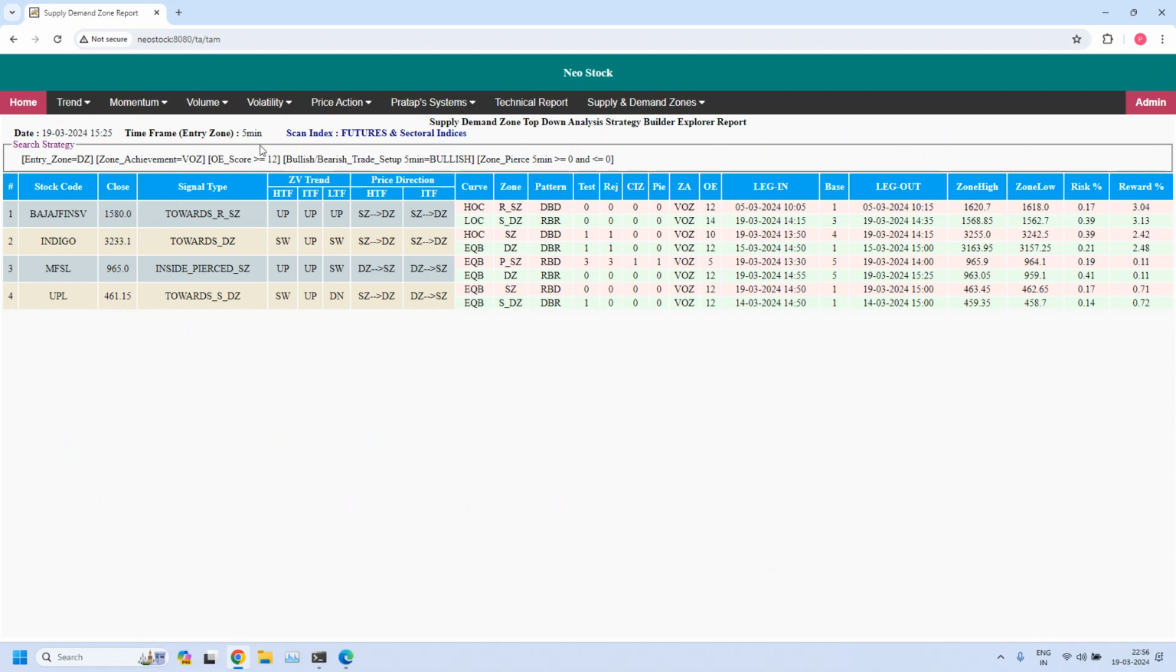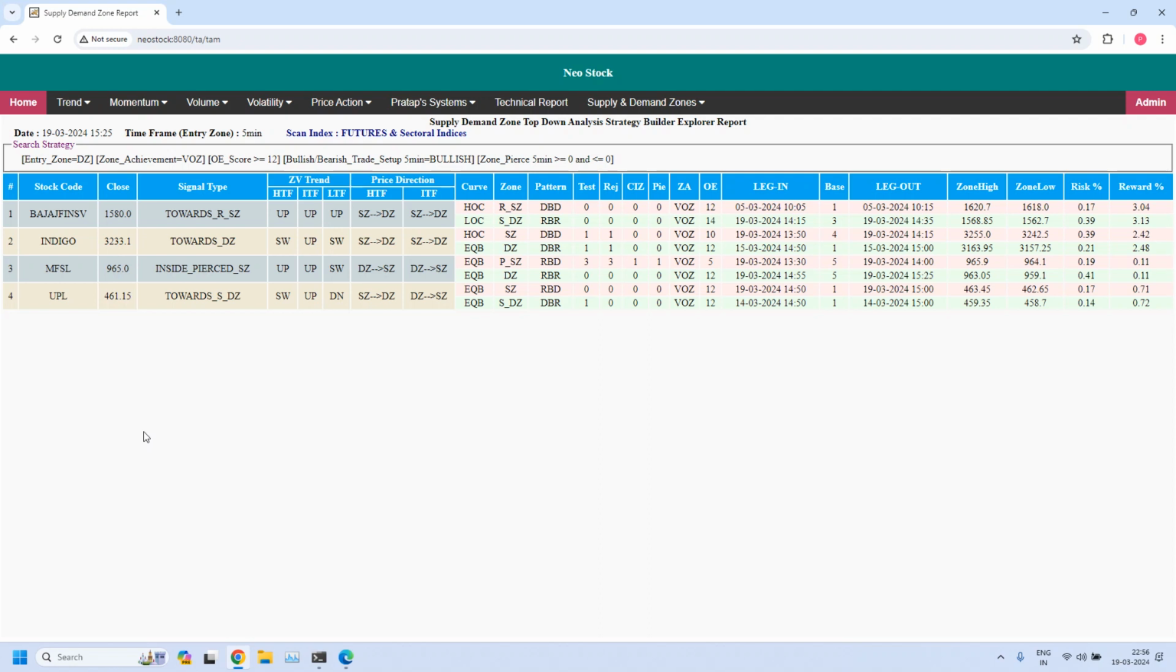First let us check this condition. Our entry time frame is 5 minutes. Let us look into the search strategy. Our entry zone is demand zone, and the zone achievement should be violated opposing zone, and odd enhancer should be greater than or equal to 12, and bullish or bearish trade setup in 5 minutes should be bullish, and the zone pierced count should be 0 between 5 minutes, 0 to 0. So all the conditions are met. So these are all the 5 minutes time frame. Our entry time frame is 5 minutes. So currently these 4 stocks are supporting bullish trade setup for hourly income trade.